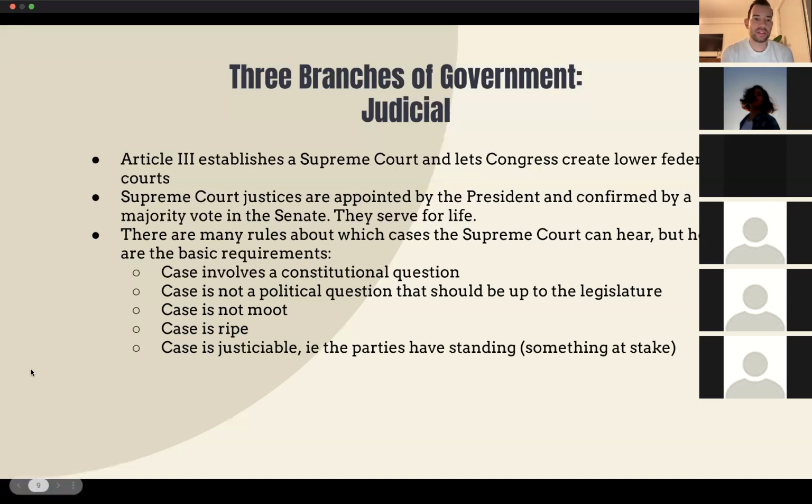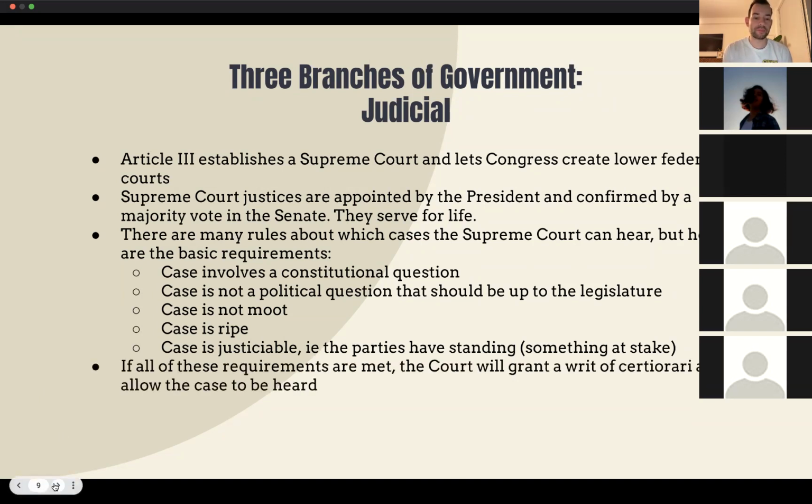Fifth, this is a hard word to pronounce sometimes, the case is justiciable, meaning the parties have standing, they have something at stake to be heard. Sometimes the Supreme Court will throw out a case if you don't have proper standing, if you're not the actual person that's being harmed. You can't bring a case for your friend, right? You have to be the person who's actually harmed if you're the one who's going to bring a case to the Supreme Court.